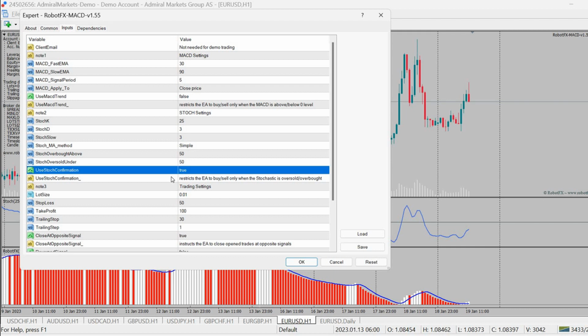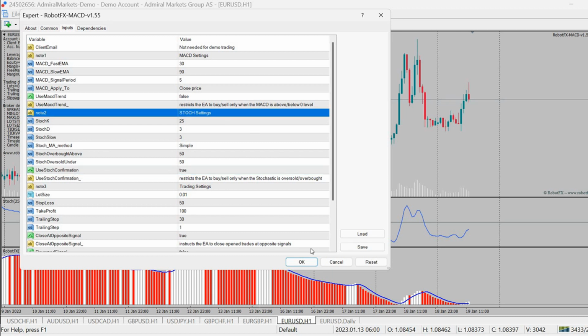I have to add here that the MACD indicator and the stochastic indicator will work very well together. So I suggest you use it as it is and use it to confirm the entries. Basically, it means that if the stochastic is oversold, only then the expert advisor will consider buying, and it will also ignore all the sell signals if the stochastic is not overbought.